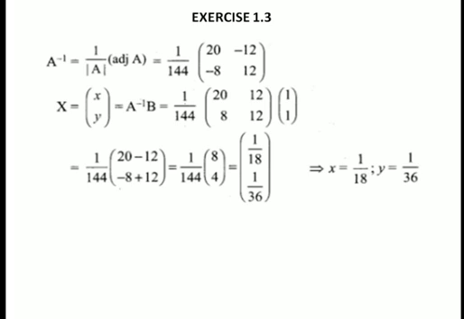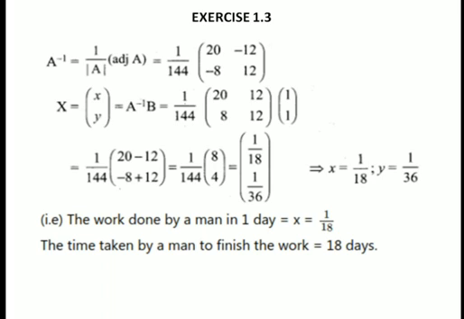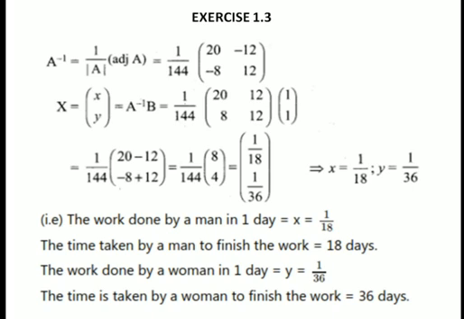X value is 1 by 18 and y value equal to 1 by 36. The work done by a man in 1 day equal to x equal to 1 by 18. The time taken by a man to finish the work is 18 days. The work done by a woman in 1 day equal to y equal to 1 by 36. The time taken by a woman to finish the work is 36 days.